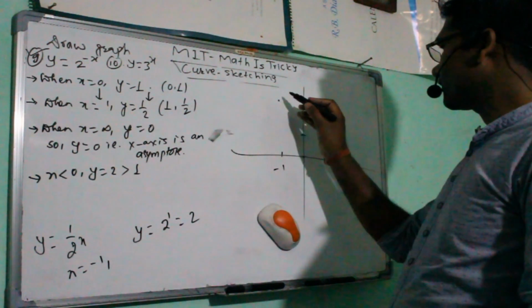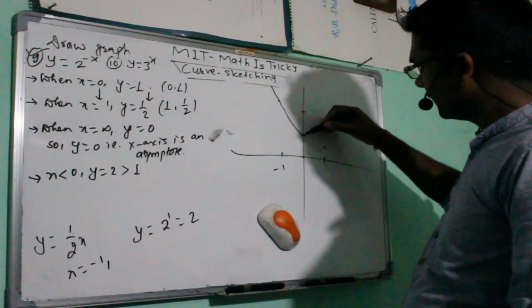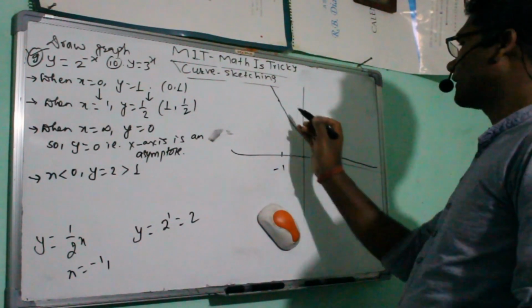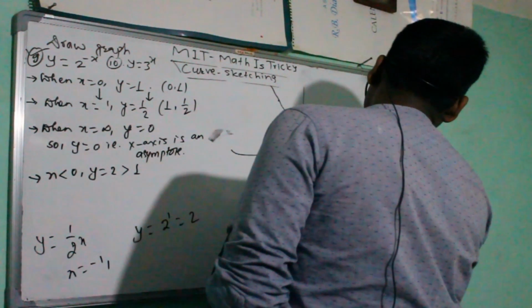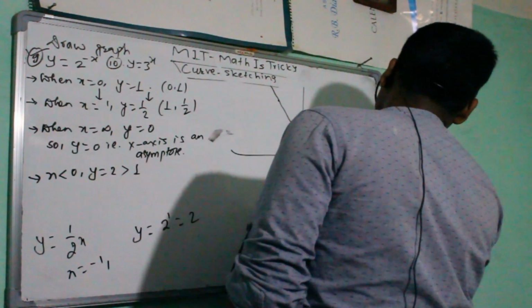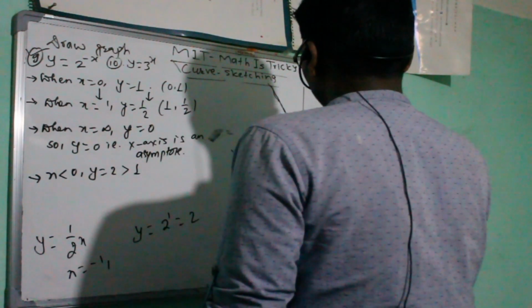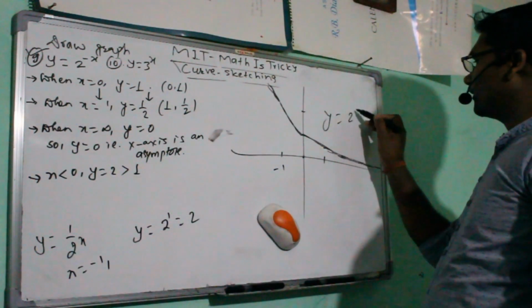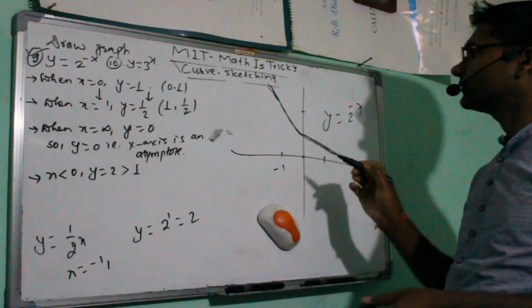is increasing. So the curve will be like this, coming here, down and down and down. This is the curve. So you just freehand join. This type of curve will be there. This will be the increasing. This is y equals 2 power minus x. This type of graph will be there.